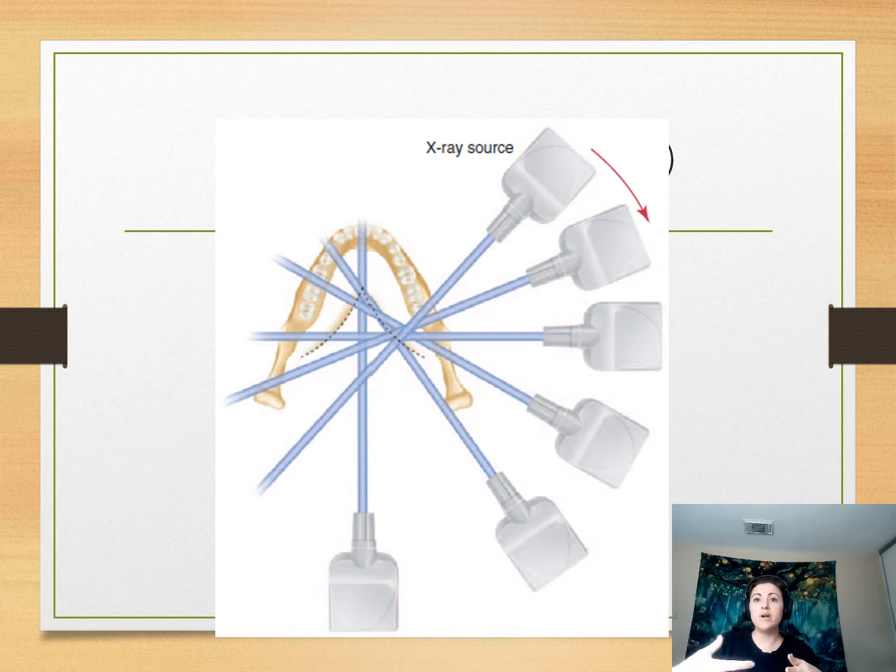And as we move around, we need to keep in mind what we're trying to capture and how to get the best angle on that thing we're trying to capture. But essentially, it's moving around a center. Your patient's in the center.